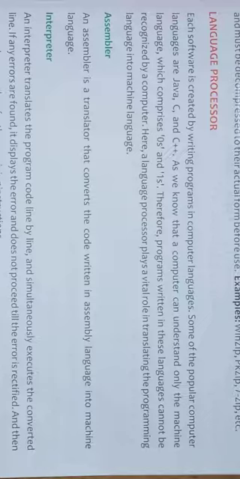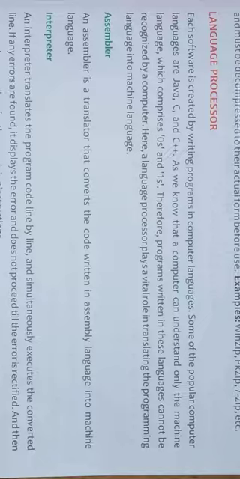Each software is created by writing a program in a computer language. Some of the popular computer languages are Java, C and C++. We write code or a program in these languages, and when we run that program, the computer works according to the instructions we set in our coding.